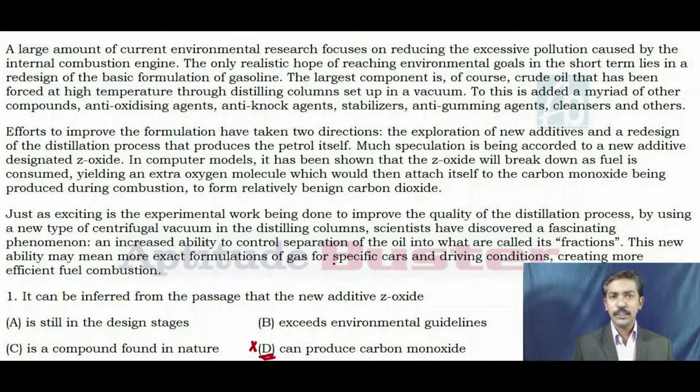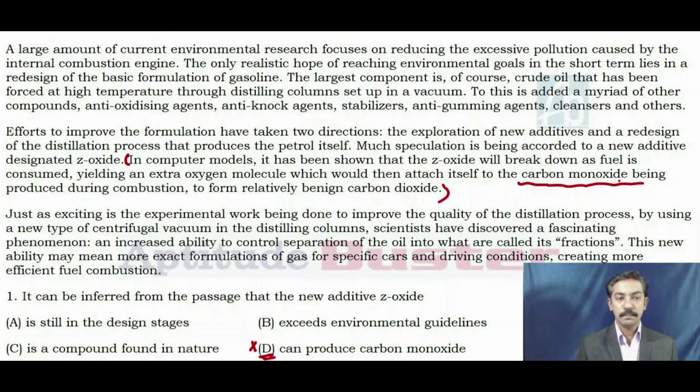Why? Because there is a reference to new additive Z oxide in the second paragraph. So probably you would tend to guess that this is a specific question and you would look for it. Yes, to an extent, the reference to new additive Z oxide is in the second paragraph, but you have to observe much closer. Second paragraph, third sentence. In computer models, it has been shown that the Z oxide will break down as fuel is consumed, yielding an extra oxygen molecule which would then attach itself to the carbon monoxide being produced during combustion to form relatively benign carbon dioxide.